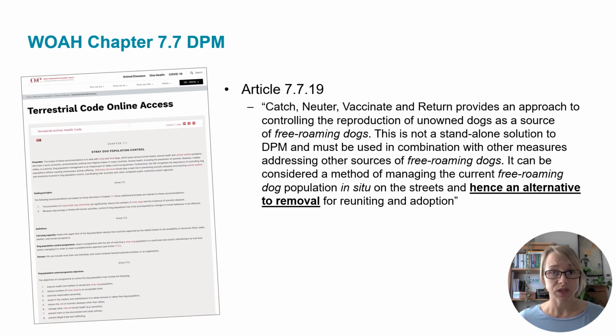Since May 2022, this chapter has included a clear section on CNVR that states that this is an alternative to removal. It does also state this is not a standalone solution for the reasons I mentioned previously, but this is a strong supporting statement for the use of CNVR. Note they just talk about removal here, by which they mean removal to shelters, but the chapter also does not support the use of culling as an approach to population management. So CNVR is in effect promoted as an alternative to removal for any reason.